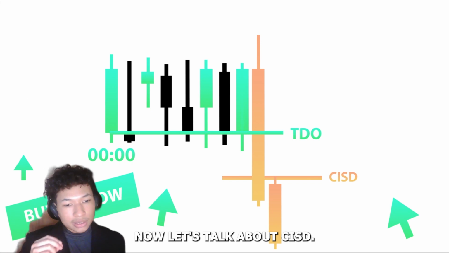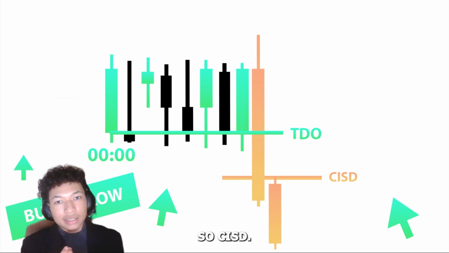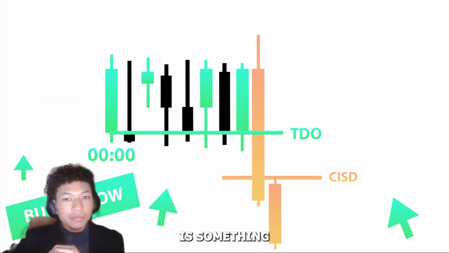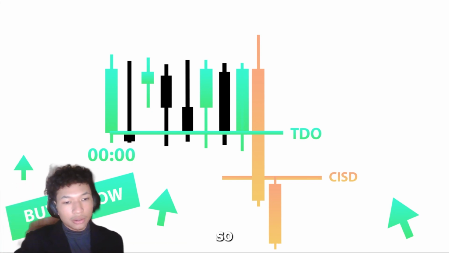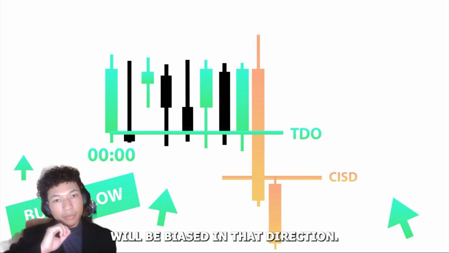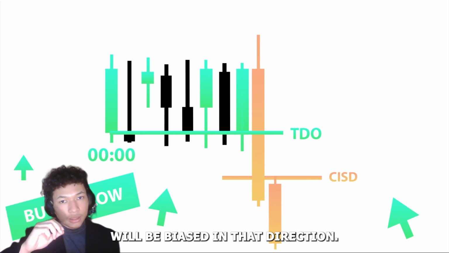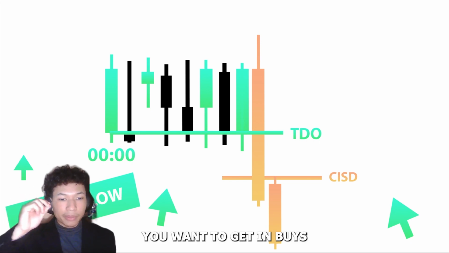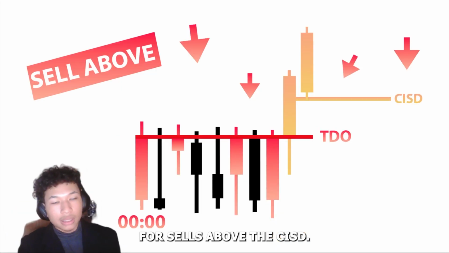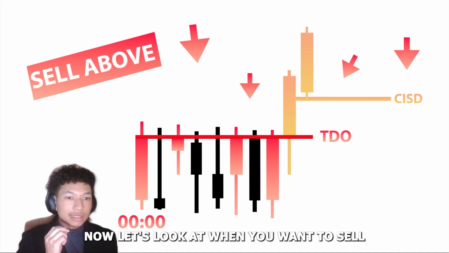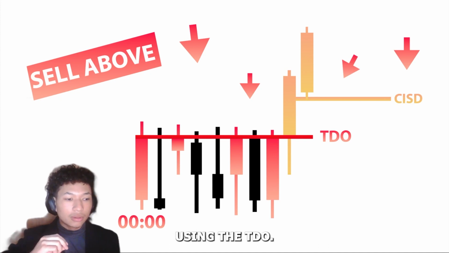Now let's talk about CISD. So CISD, change in state of delivery, is something you could expect price to maybe go back to. So the market will be biased in that direction. So for the CISD, you want to look for buys below the CISD and you want to look for sells above the CISD. Now let's look at when you want to sell using the TDO.